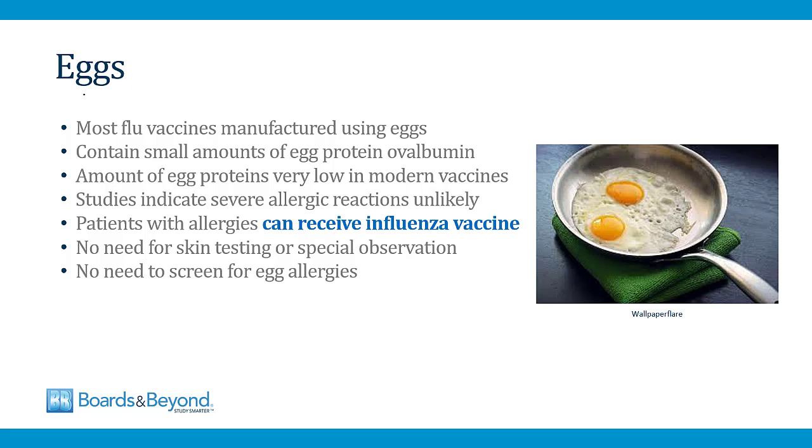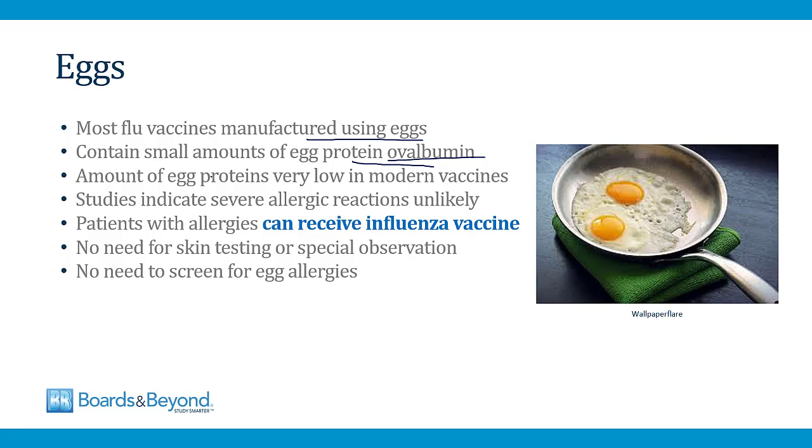When I was in medical school, we had to ask patients if they had an allergy to eggs, and if they did, we didn't give them the flu vaccine. That's not the case anymore, and let me explain why this is so. So most flu vaccines are manufactured using eggs as a growth medium, and for this reason, within the flu vaccine solution, you can find small amounts of the egg protein ovalbumin. So years ago, it was thought that patients who had an allergy to eggs could react to ovalbumin and develop an allergic reaction to the flu vaccine.